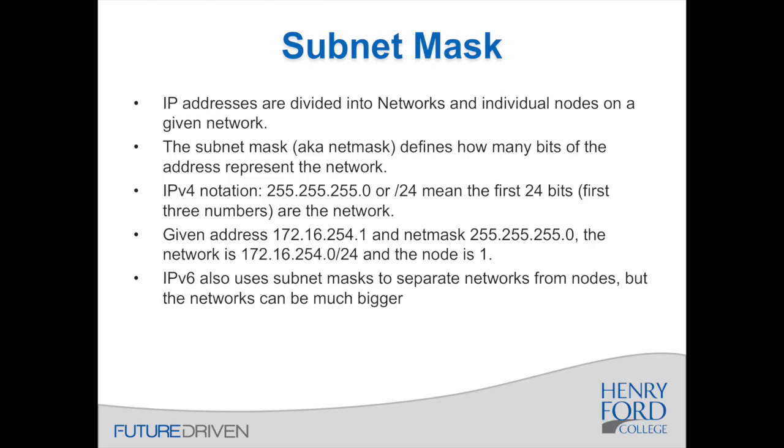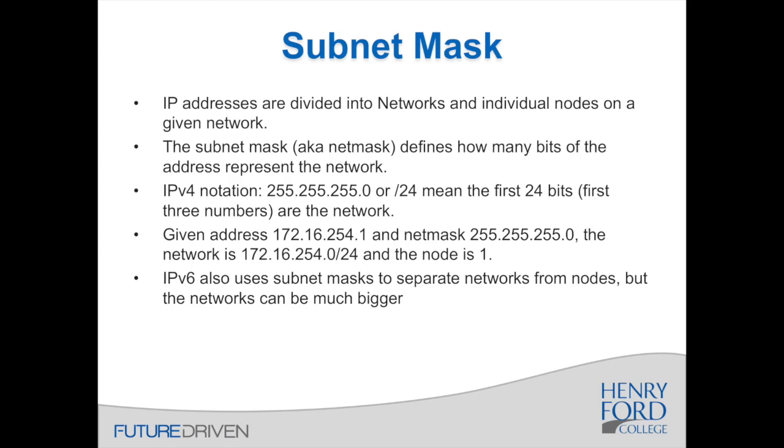In any case, you'll hear the term subnet mask, or maybe net mask, and that defines how many bits of the address, starting from the left or from the highest order bits, represent the network. Everything after that, on the right-hand side of the IP address, or the lowest order bits, represents the host or node ID. In IPv4, the notation can either be 255.255.255.0 or /24. Both of those indicate that the first 24 bits, the first three numbers of the IP address, are the network, and the last number would be the host range within that network.